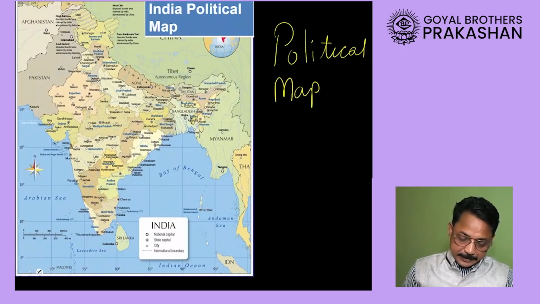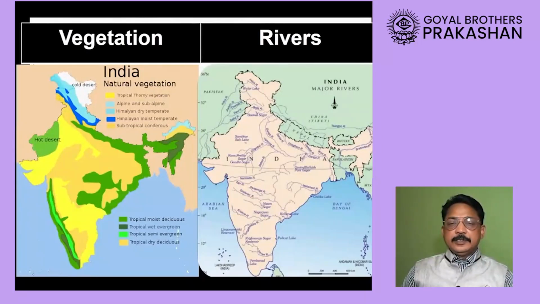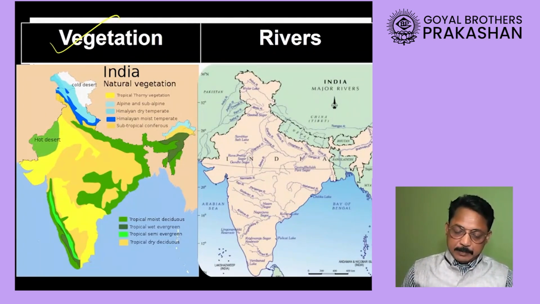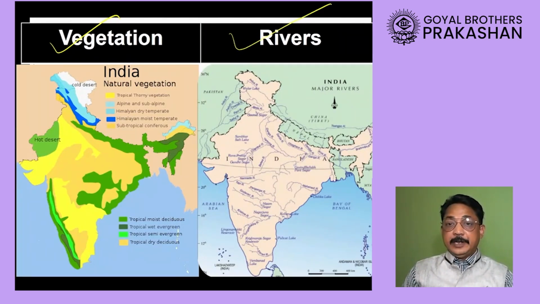Then look at the next map. This is a map of India which is showing vegetation. That means in which area desert type of plants are found, in which area deciduous type of plants are found, mountain types of plants are found. Next map, map of Indian rivers, major rivers, Ganga, Yamuna, Brahmaputra, Kaveri, Godavari, Krishna, and so on. So this map deals with only rivers of India. This map deals with various types of vegetation found in India.